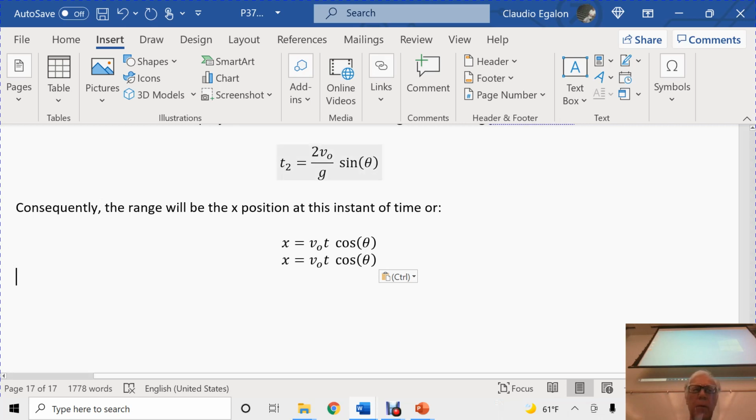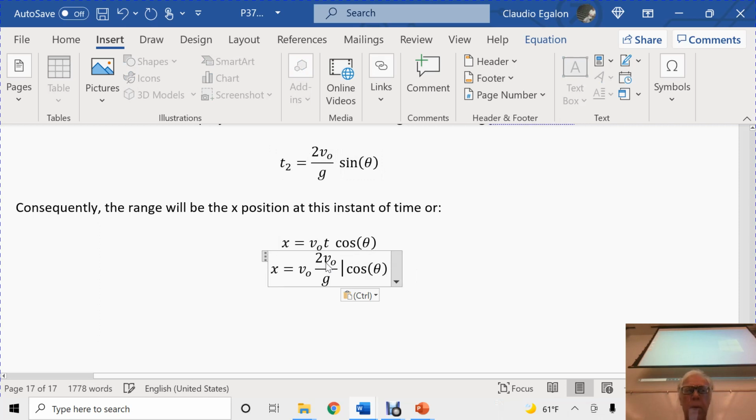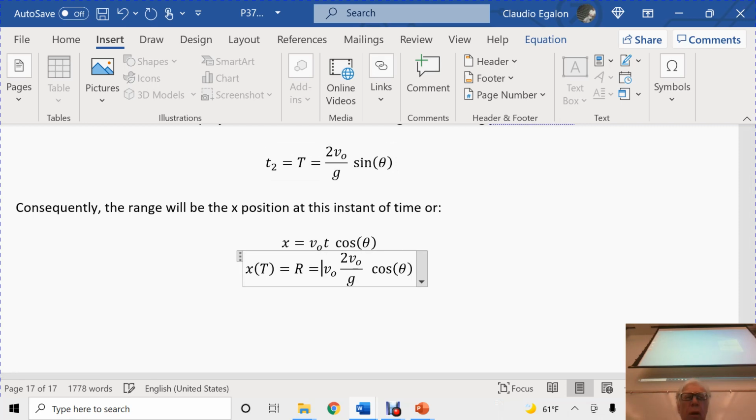Now what we're going to do, we're going to substitute this t right in here. Okay, and when I substitute this t right in there, the x becomes the range, the range R. Here we go. X at t. Let's put it this way. And then instead of t2, I'm going to call it capital T. X at instant of time T is equal to the range, which is equal to that.